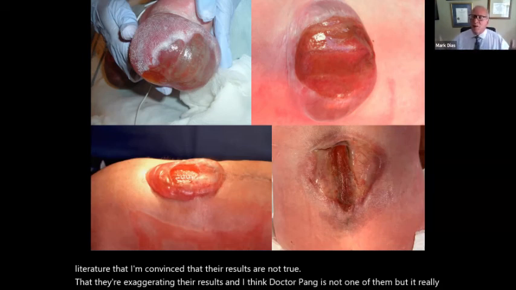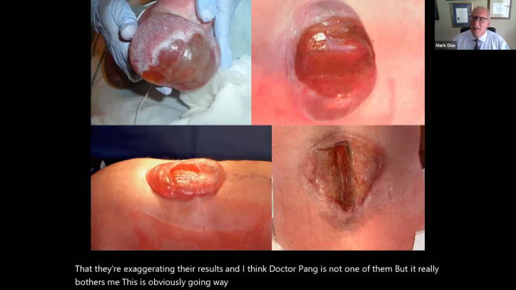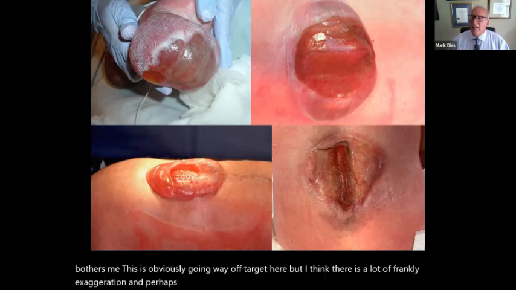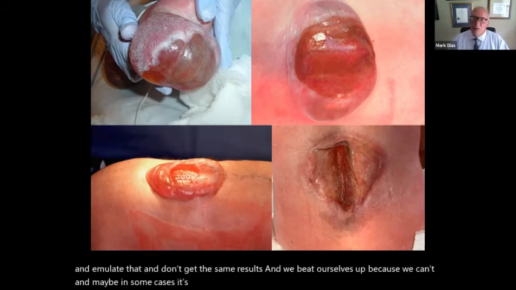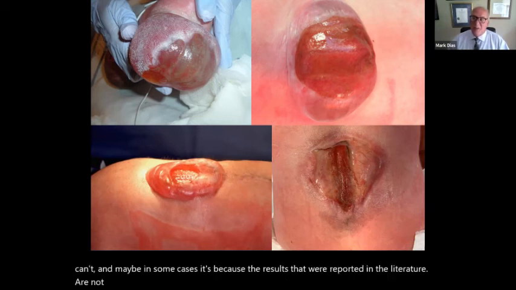This is obviously going way off target here, but I think there is, frankly, a lot of exaggeration and perhaps even out and out lying about results. And then the rest of us try to emulate that and don't get the same results. And we beat ourselves up because we can't. And maybe in some cases it's because the results that are recorded in the literature are not correct. They're not the real results.